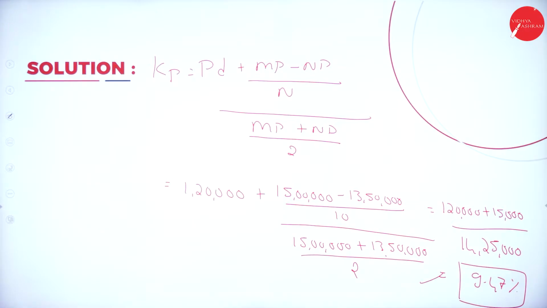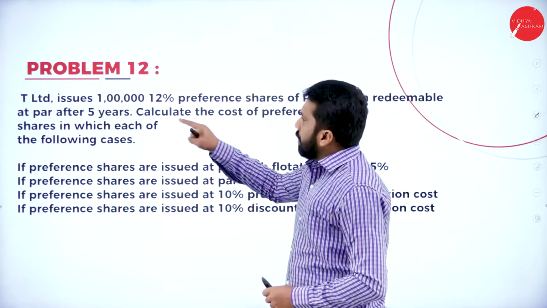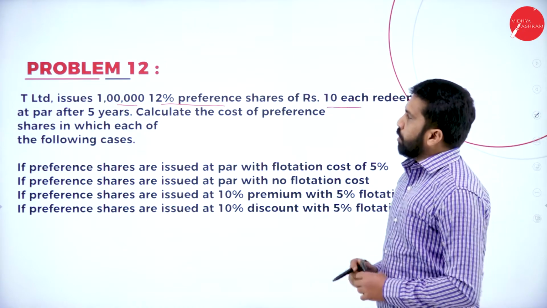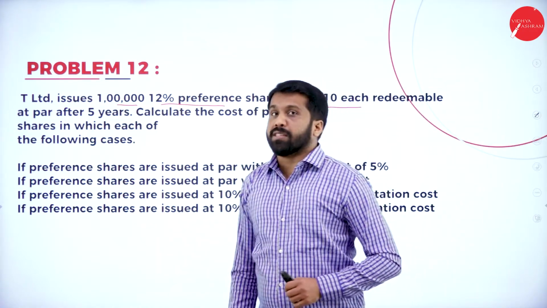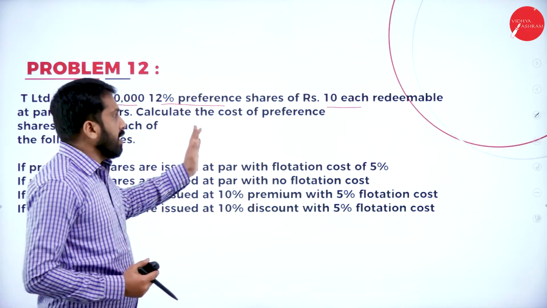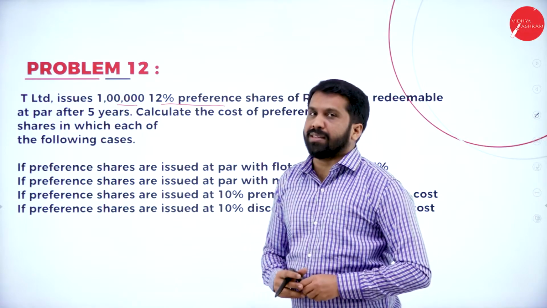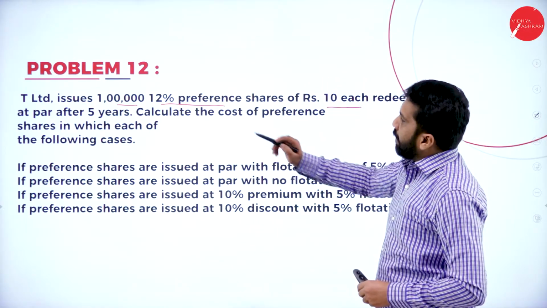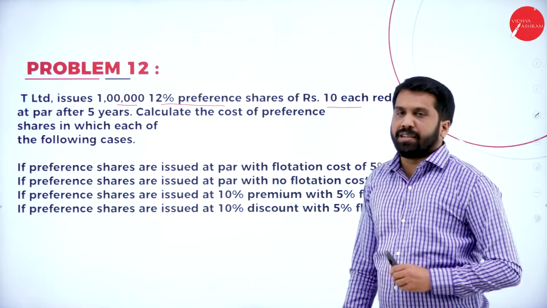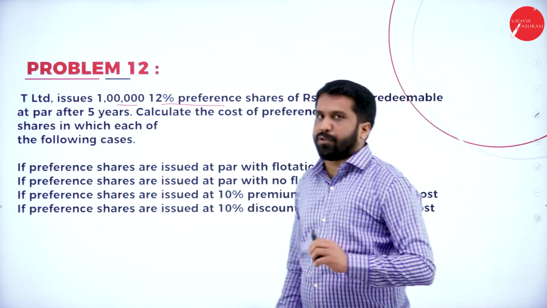So this is your answer. Now, we are into the next problem. Problem number 2. T Limited issued 1,12% preference shares of rupees 10 each. They have not mentioned rupees, so what are we supposed to do? We are supposed to calculate it as 1 lakh numbers. You have to multiply with 10. So it will be how much? 1 lakh into 10, it will come around 10 lakh. At par after 5 years, calculate the cost of preference shares in each of the following cases. First case, second, third, fourth. In total we have 4 cases.